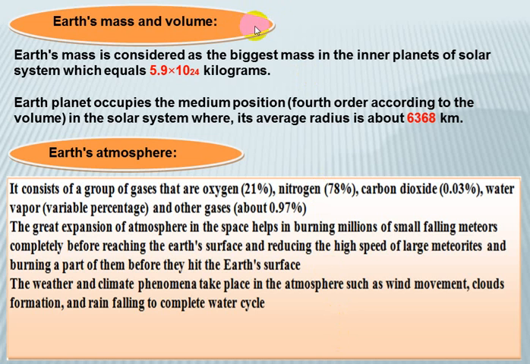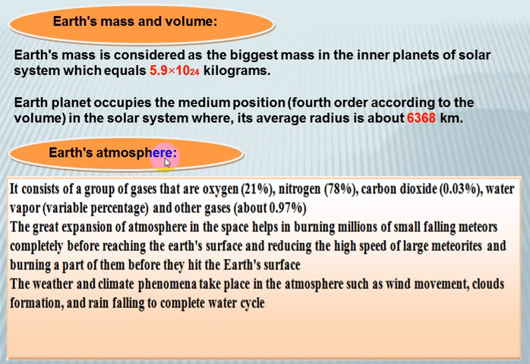Earth's mass and volume. Earth's mass is the biggest among the inner planets of the solar system, which equals 5.9 times 10 to the power 24 kilograms. Earth occupies the medium position, fourth in order according to volume in the solar system, where its average radius is about 6,368 kilometers.